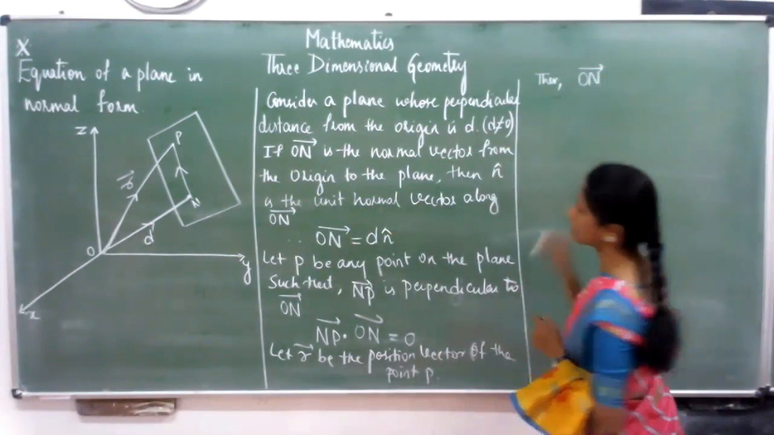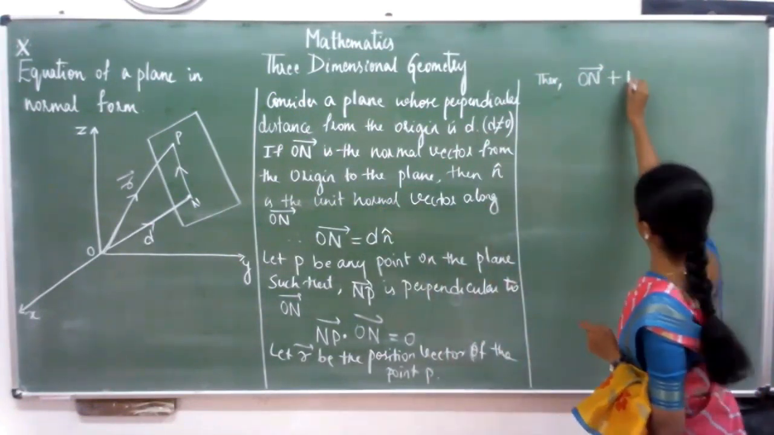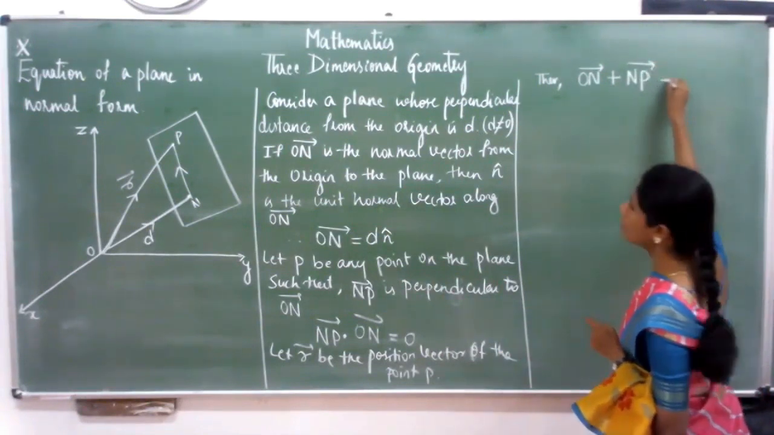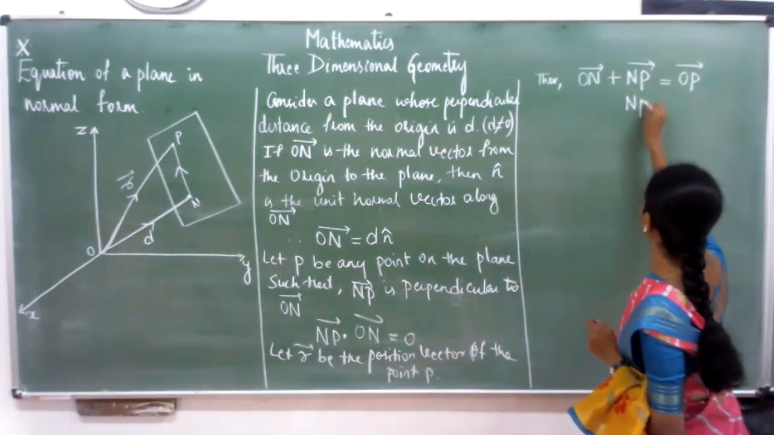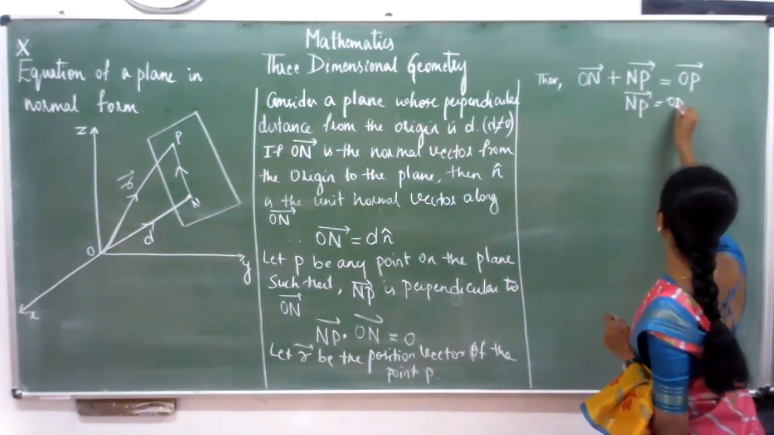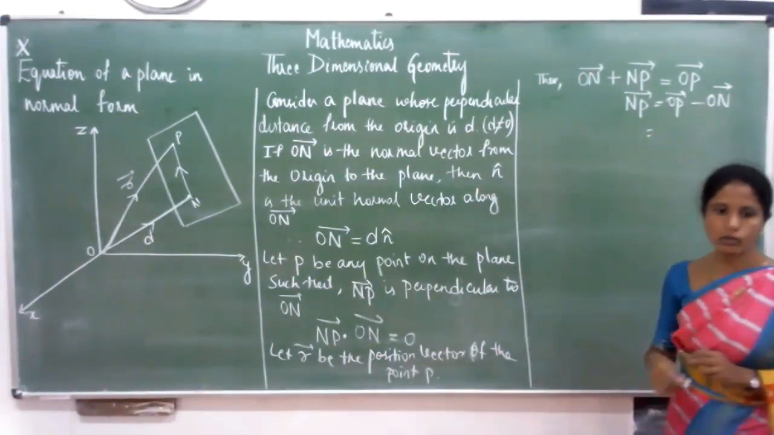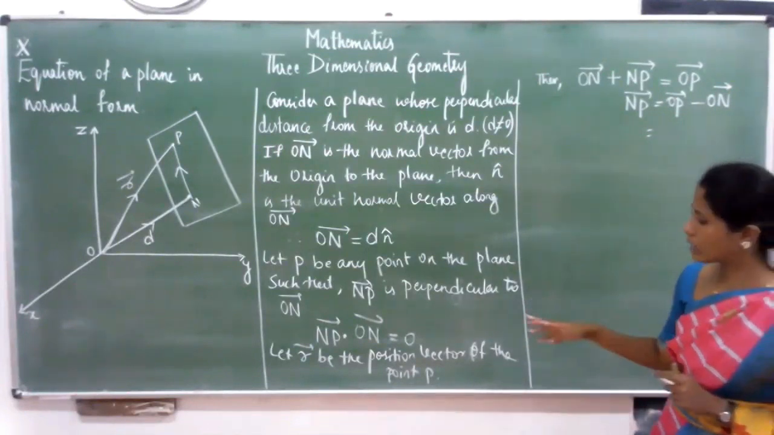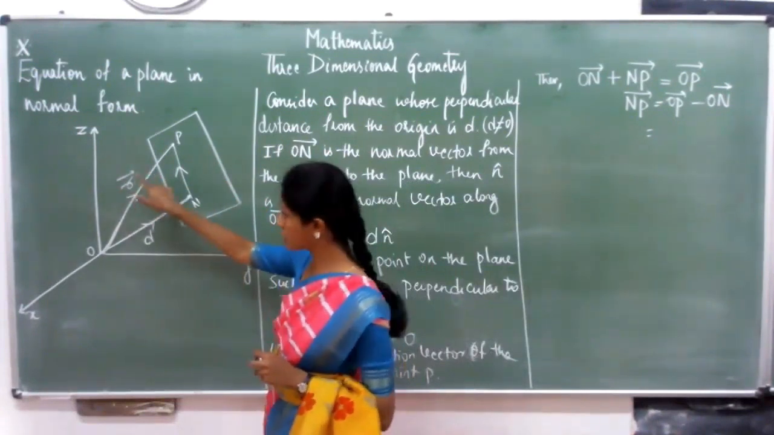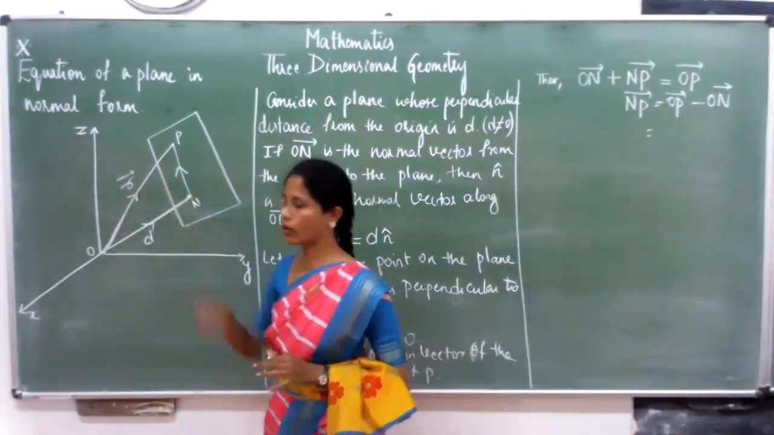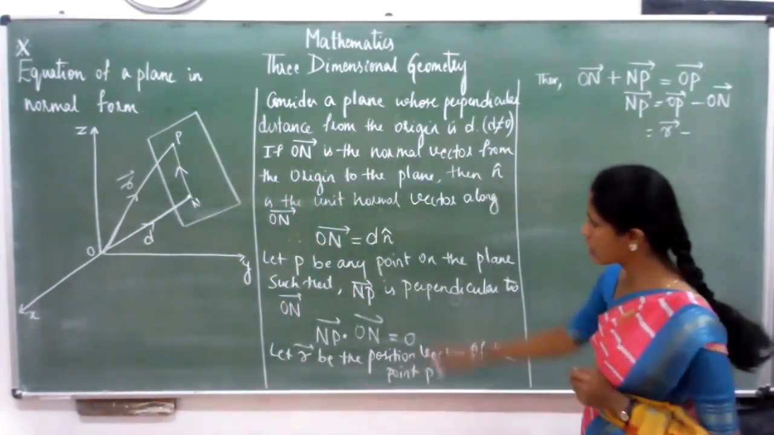I am using the triangular law of vector addition. Vector ON plus vector NP will be equal to vector OP. Therefore, I can write vector NP as vector OP minus vector ON. What is vector OP here? We will write vector OP as vector R, because vector R is the position vector of the point P. Therefore, vector OP is nothing but vector R minus vector ON.